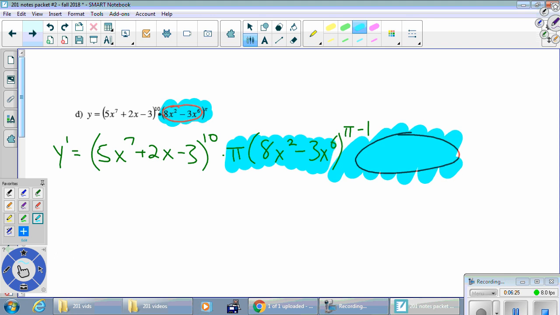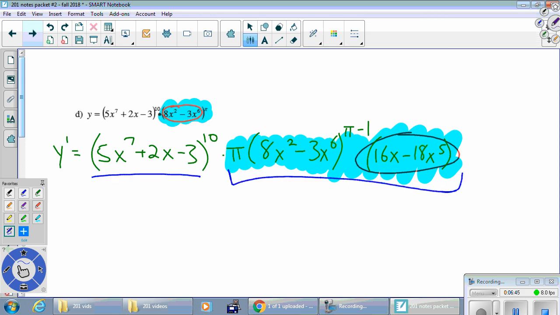Okay, so the derivative of the stuff in the parentheses, that's easy. It is 16x minus 18x to the 5. That needs parentheses, and we're good there. It might be tempting to stop, but we're not done. We're only halfway through the product rule. So what we just did was first times derivative of the second. All of this was the derivative of the second, but the product rule continues, plus the second.